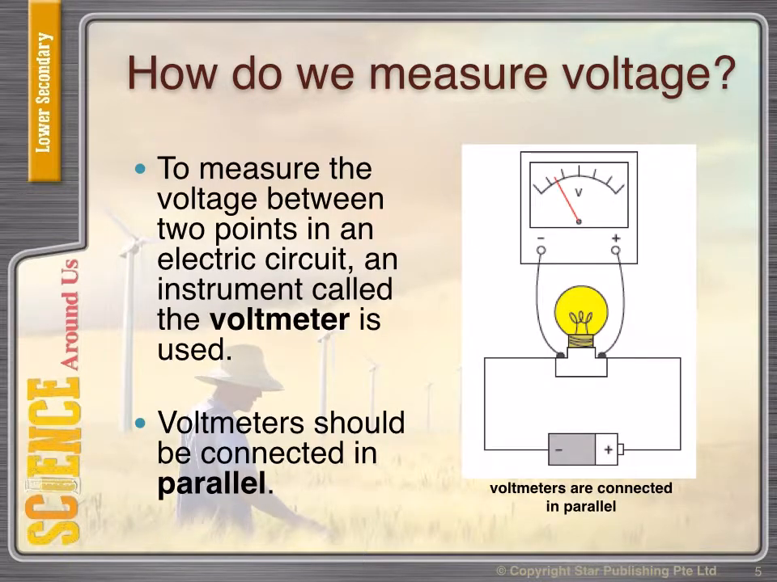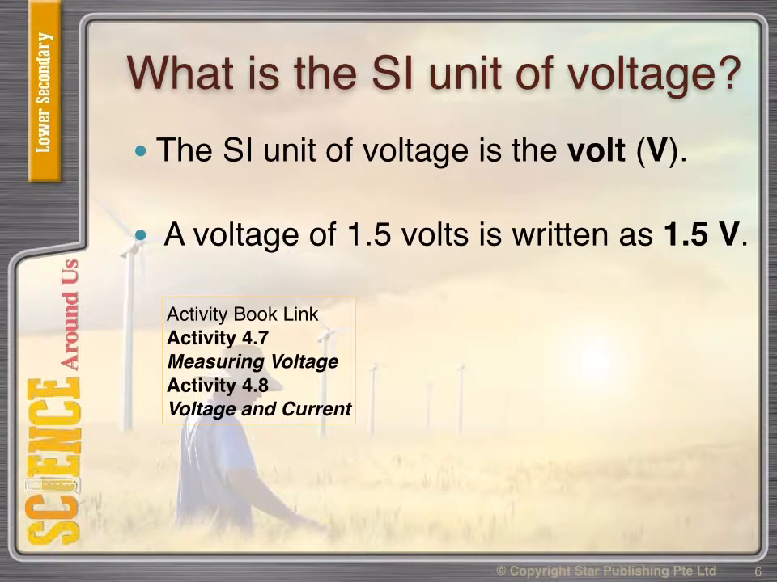How do we measure the amount of voltage? For example, the battery. How do we measure the amount of voltage? We use this instrument known as a voltmeter. With a voltmeter, the connection is in parallel with your light bulb or your battery. What is the SI unit of voltage? The SI unit for voltage is volts, V-O-L-T. The symbol is capital V. If I say the battery has a voltage of 1.5 volts, it's written as 1.5 capital V.